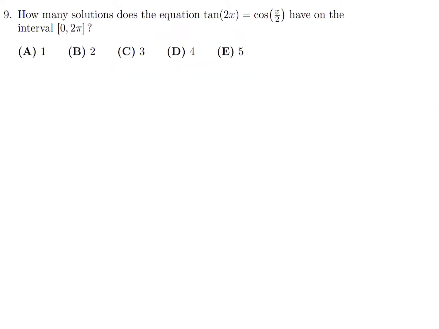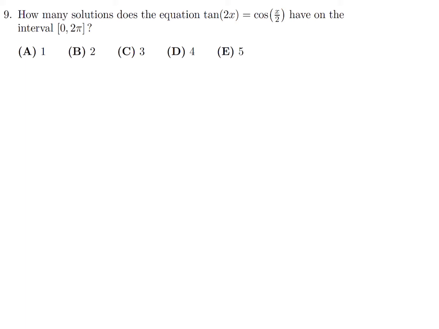How many solutions does the equation tan 2x equals cos of x over 2 have on the interval 0 to 2 pi? Well, you're practicing, so practice drawing a graph. Get out a piece of paper and draw this, and then draw this. You just put a few points and then connect the dots and do it over the interval 0 to 2 pi, which is what? Pi is 180, so 0 to 360.